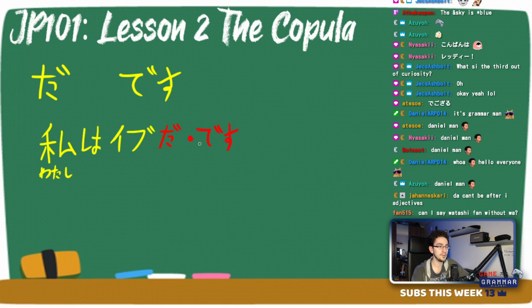All right, Ibu da, Ibu desu. That's it. Okay. The magic happened just now. What did we do? We used this as our subject and topic. So here, wa is topic. Topic and subject. Also subject, right?